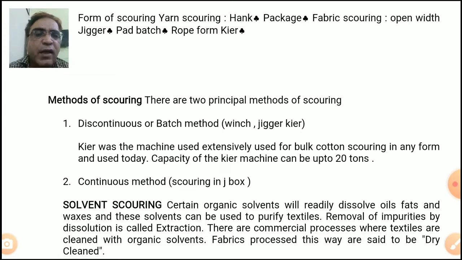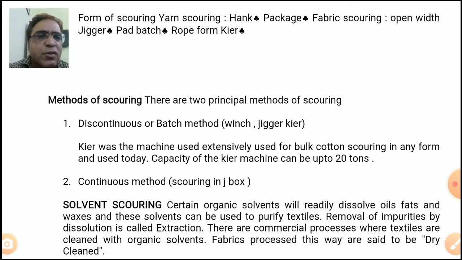Side by side, in the continuous methods, in the row form or in the sheet form, we normally use J boxes. J boxes are the big machines which are of the shape of the English letter J. That is why they were called J boxes. दो प्रकार के मेथड हम यूज़ करते हैं. बैच मेथड, जिसमें कि हम विंच, जिगर और कीयर मशीन्स को यूज़ करते हैं, और कंटिन्यूस मेथड में ख़ास तौर पर हम जे बॉक्सेस का यूज़ करते हैं.